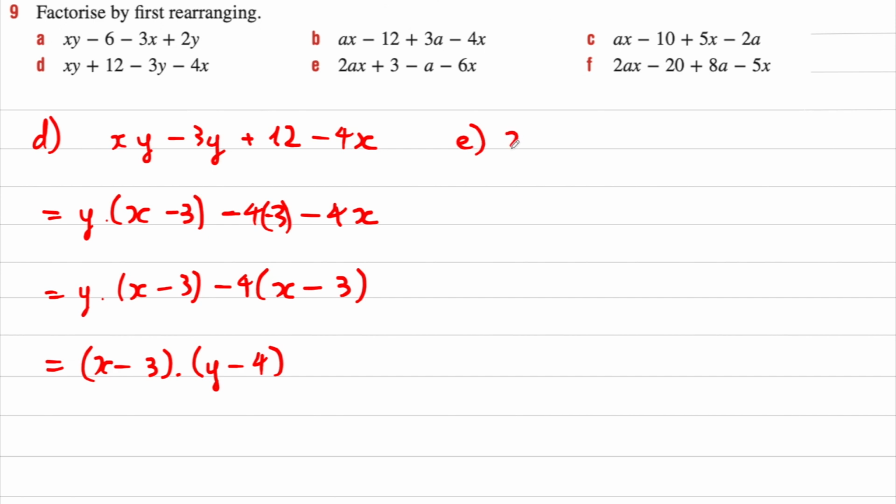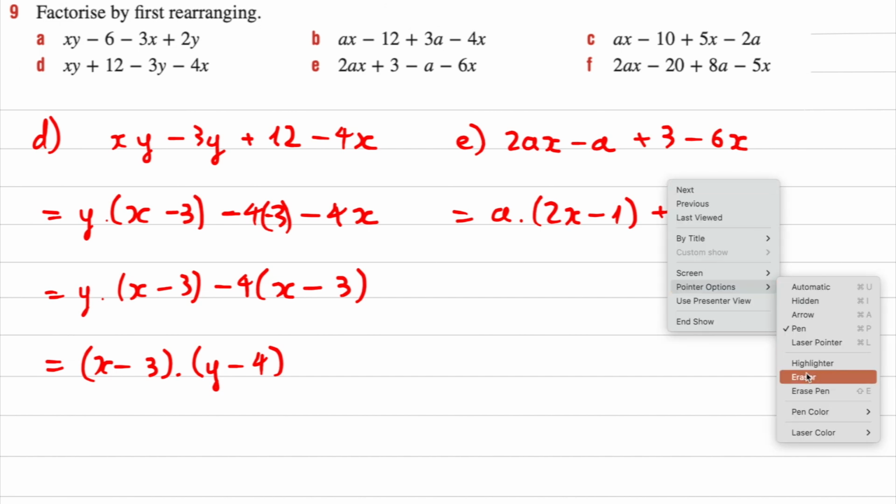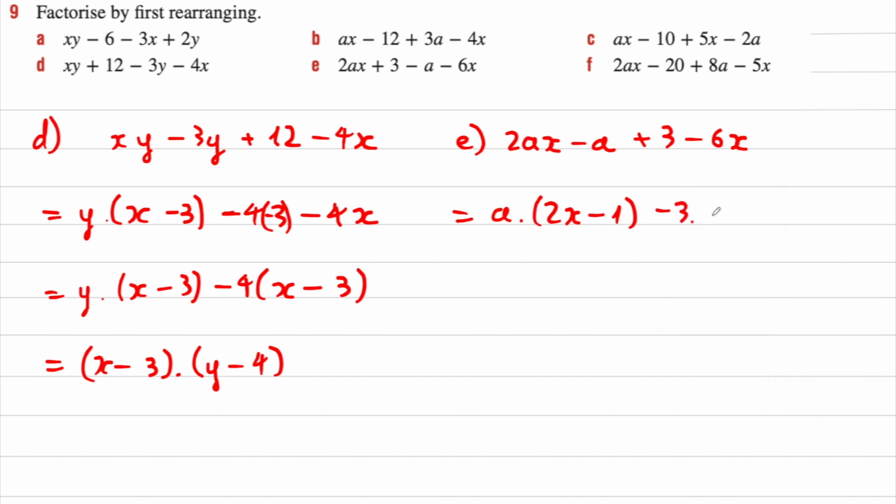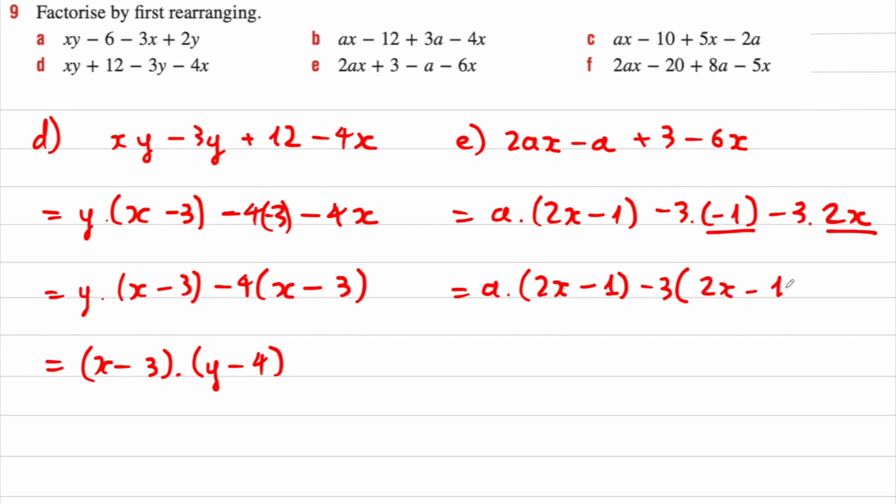Then x minus 3 will be the first common factor and y minus 4 is the second one. Question E, 2ax minus a plus 3 minus 6x. Take a outside, 2x minus 1. Take minus 3 outside. Rearrange this one, minus 3 times minus 1, minus 3 times 2x. So for the second bracket, minus 3 is the common factor. Inside the bracket, you get minus 1 and 2x, so 2x minus 1. And then 2x minus 1 multiplies with a minus 3.